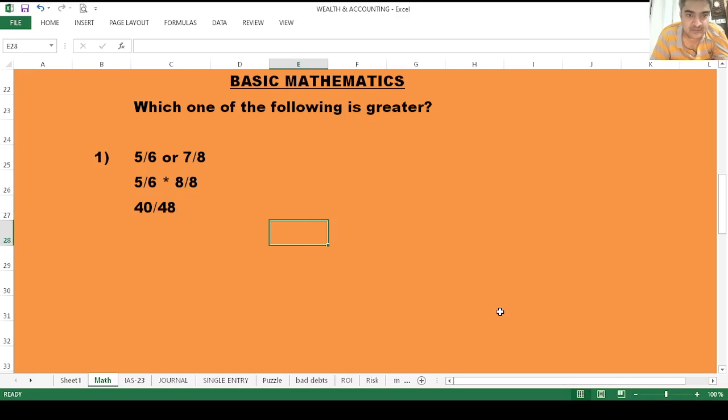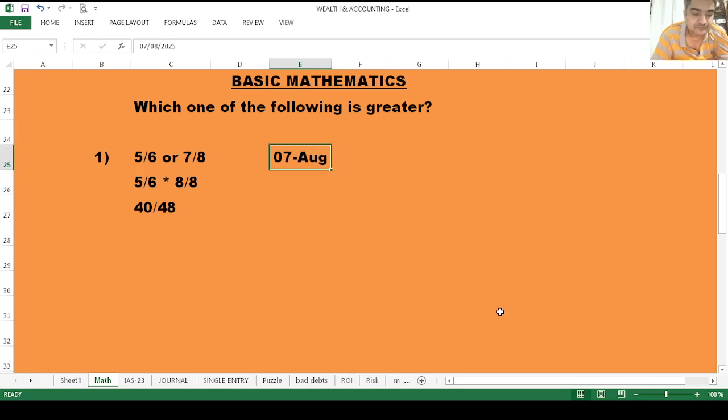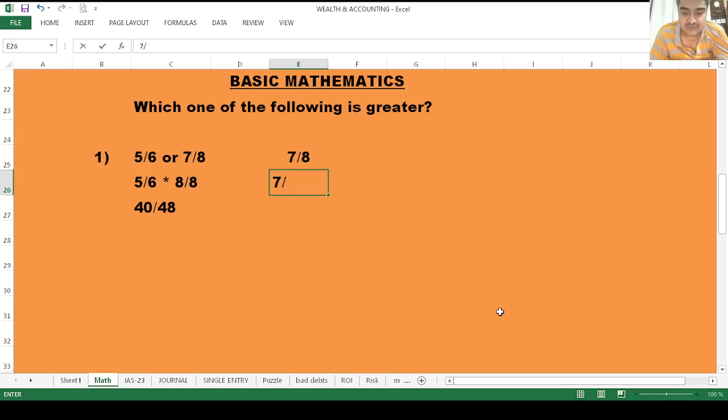Okay, now let's come to 7 over 8. Now we will multiply 7 over 8 with 6 over 6. Now if we multiply 7 multiplied by 6 is equal to 42, divided by 8 multiplied by 6 is 48.